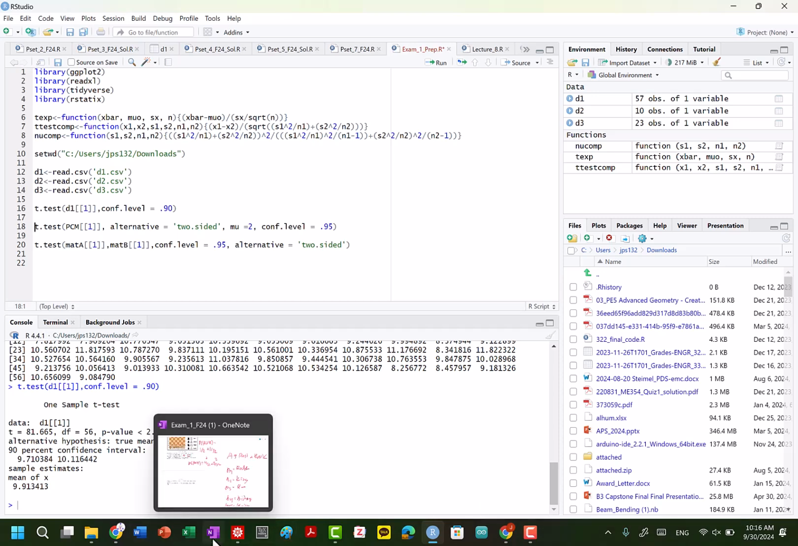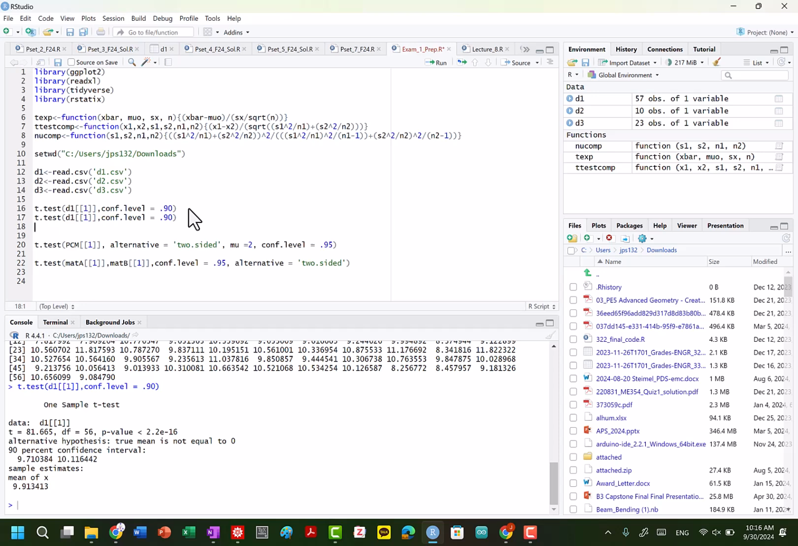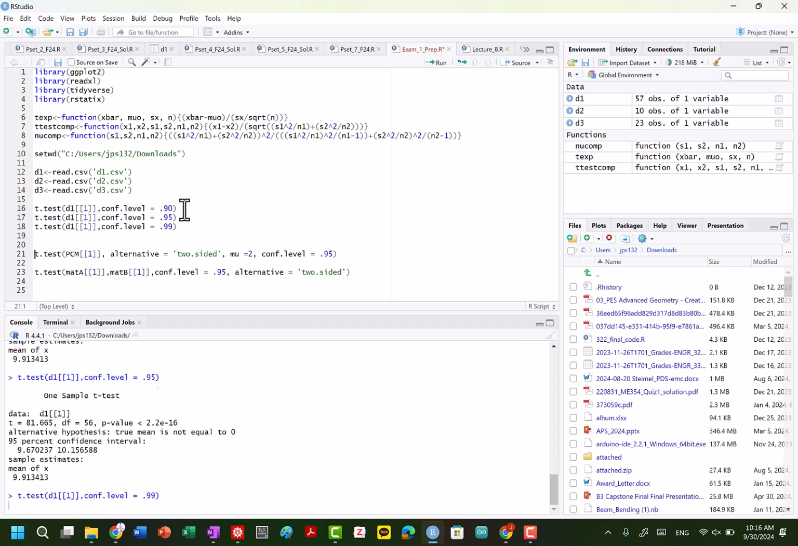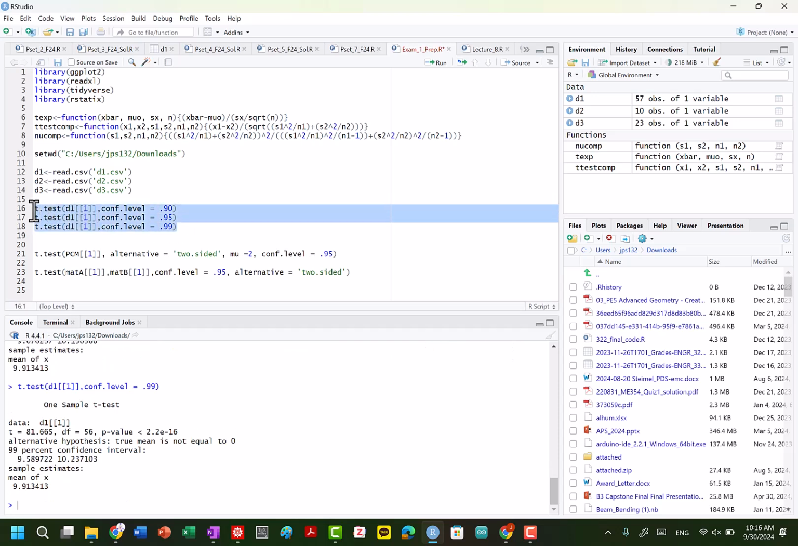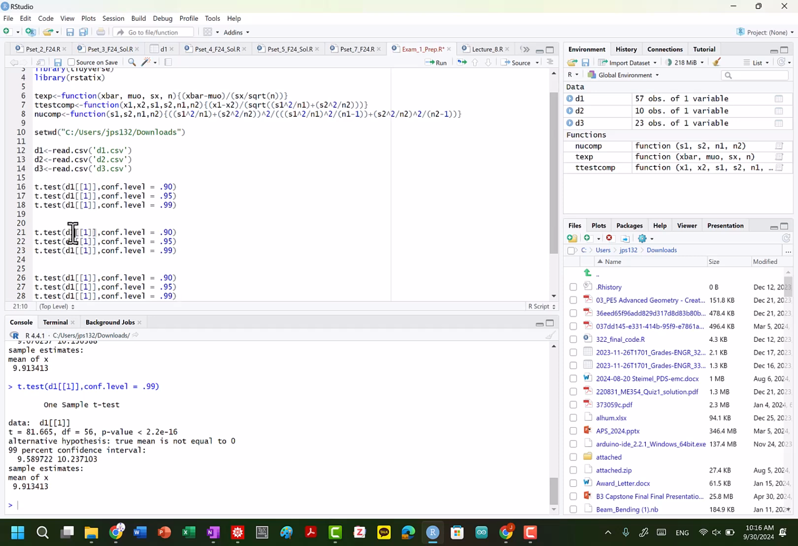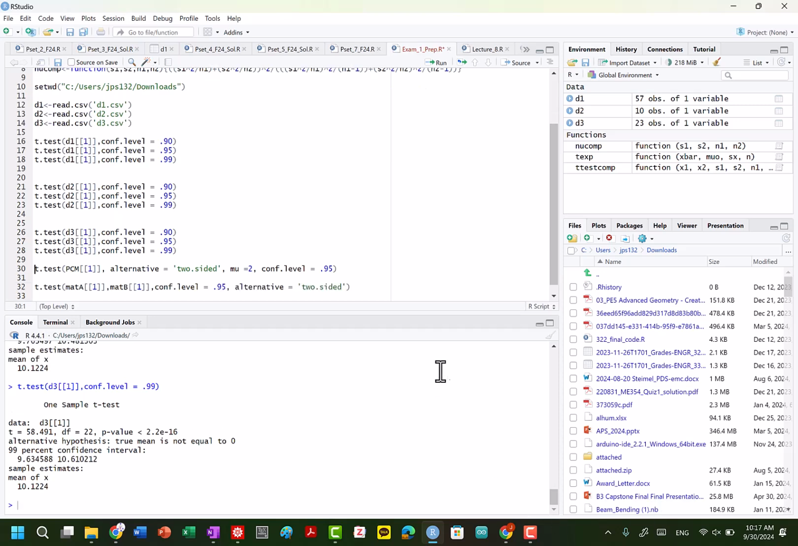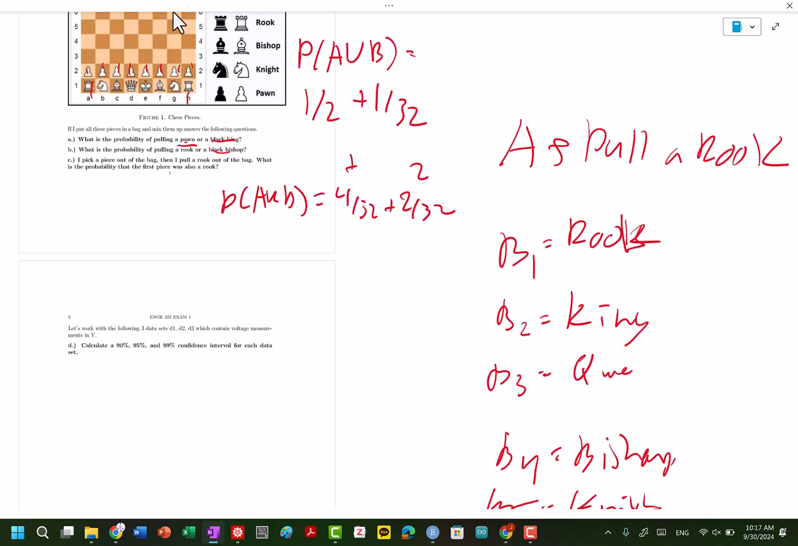Fantastic. What is the question actually asking us to do? It's looking for 90, 95, 99. So we'll just copy this here: 90, 95, 99. So we got 1, 2, 3. We got it here, so we can see those values. And now you can just copy the code here for the rest of them, 2, 3. And there we go. That is it for our problem 1. Nice. We'll see you for the next problem. Bye.